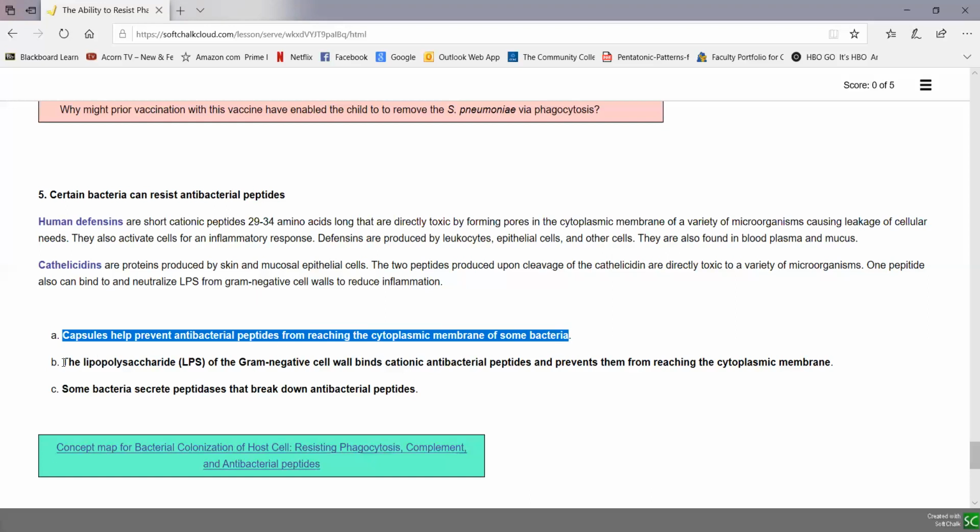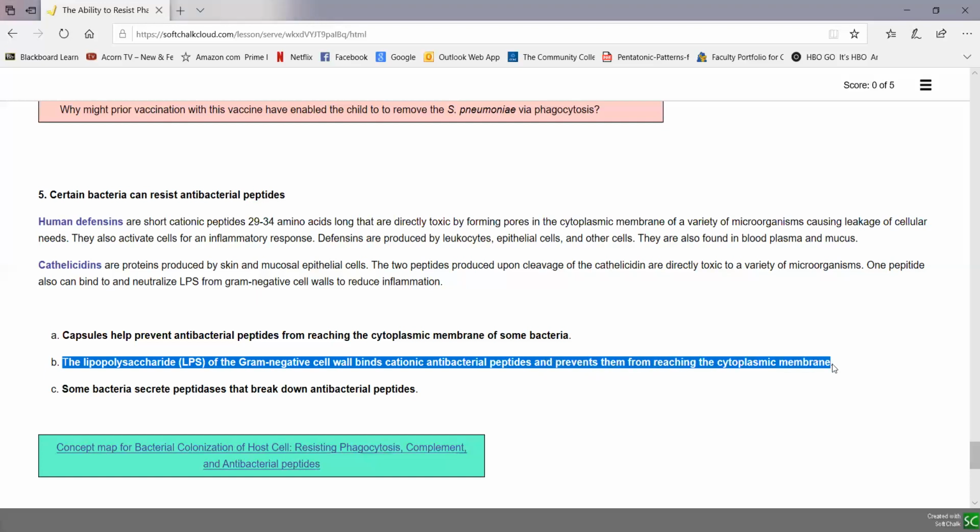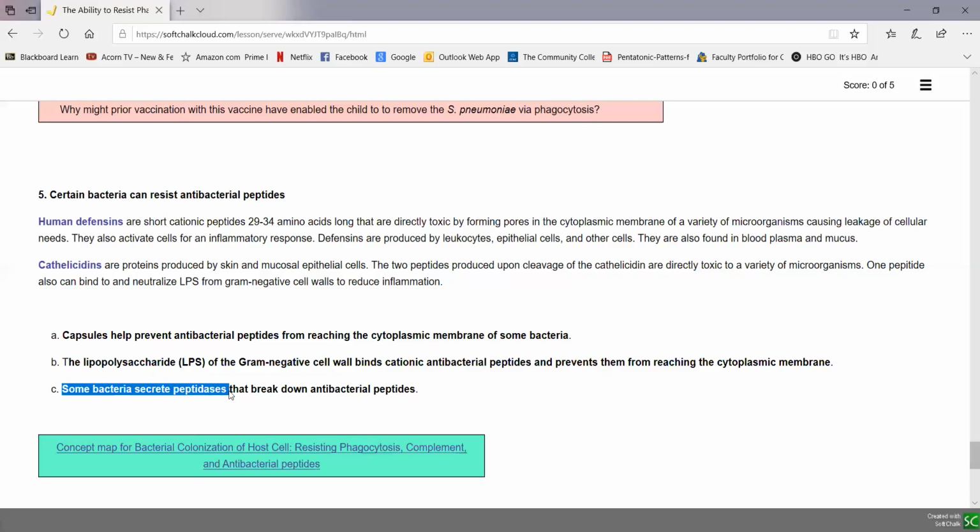Gram-negatives have a polysaccharide or sugar chain sticking out of their LPS. And so this LPS of the gram-negative cell wall binds these antibacterial peptides, and that again prevents them from reaching the cytoplasmic membrane. And then finally, some bacteria secrete peptidases that actually break down antibacterial peptides.